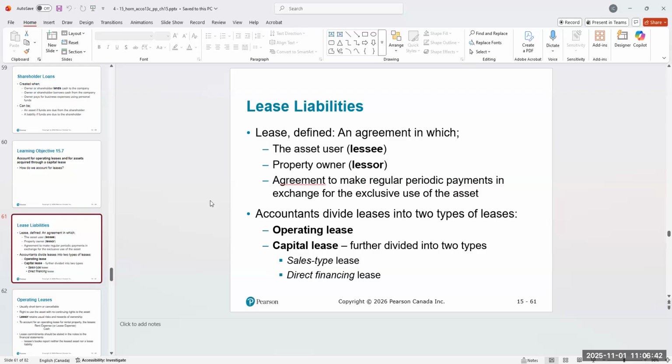There's an agreement between those two parties to make regular payments in exchange for the exclusive use of the asset. There are two types of leases. Now, the accounting standards for private enterprises identify two types of leases. One is the operating lease. The other one is the capital lease.